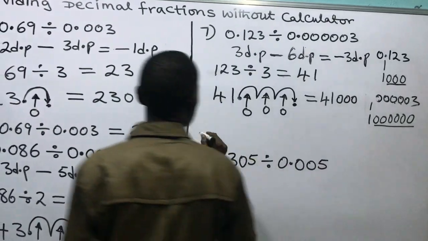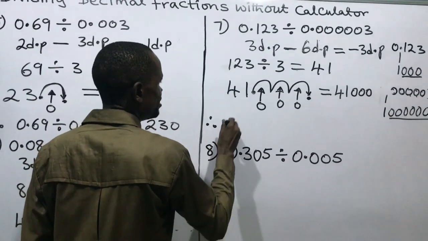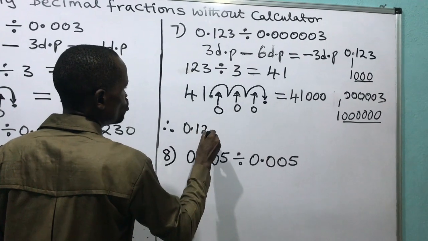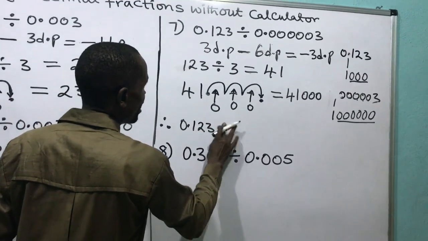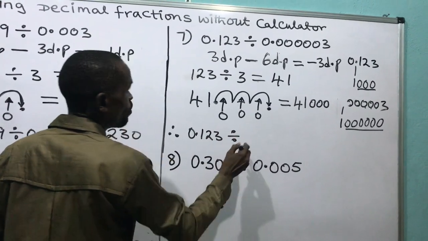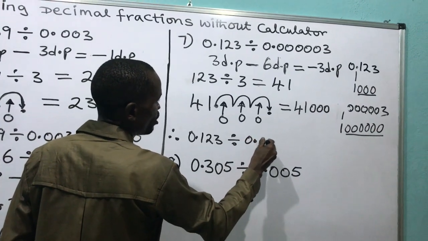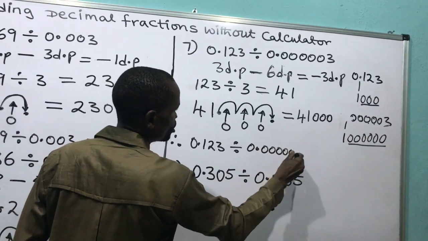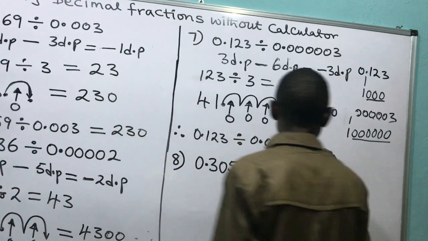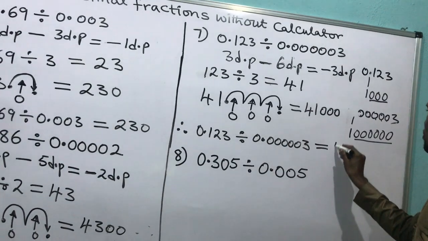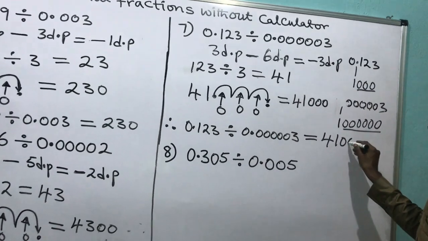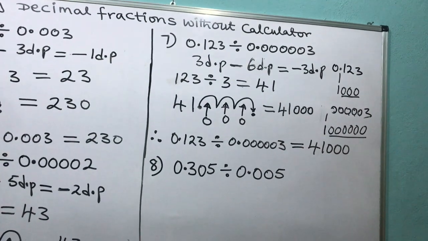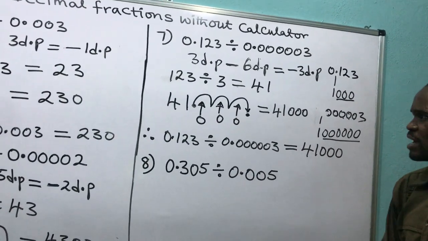41000. That means that if I divide 0.123 by 0.000003, I'm going to have my answer to be 41000. Then let's go to question number 8.